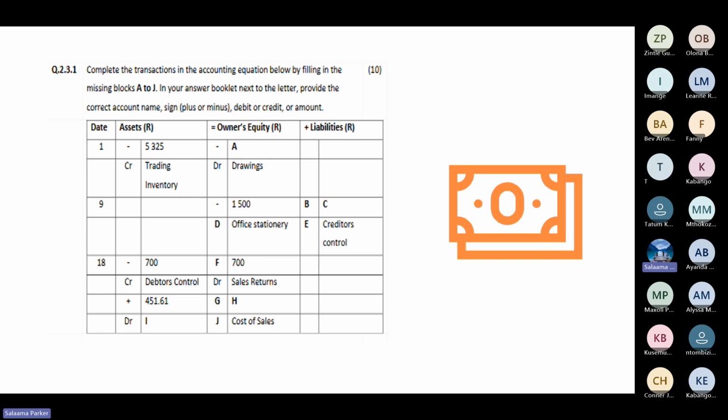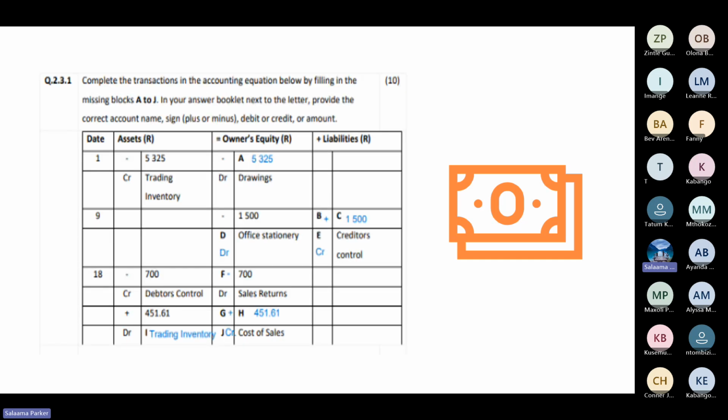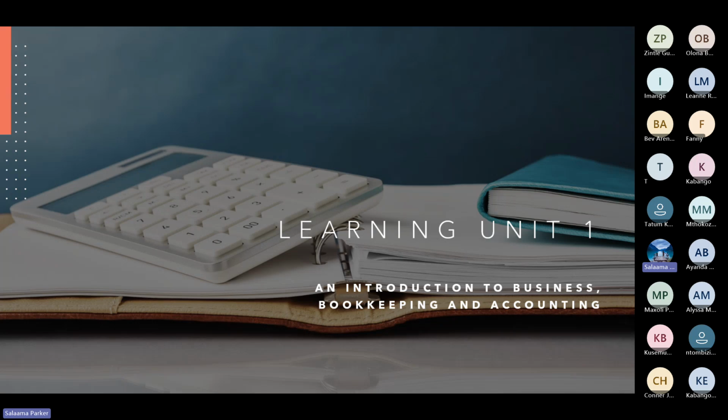So please remember that just another way in which we could assess the accounting equation is for you completing the missing blocks. So there we have it. Trading inventory, credit, plus, minus, debit, credit. There are all the correct answers. Now we have to move on to learning unit 1. So that wraps up.